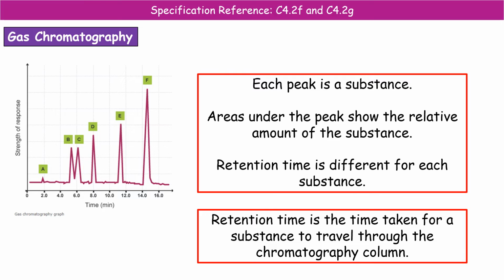Key things here then. As we said, each peak is a different substance. And if you want to work out exactly how much of the substance there is, it's the area under the peak. Now, the reason we get all those individual peaks for the different substances is because they each have their own what we call retention time. That's just how long it takes for that substance to travel through the chromatography column. So those that are the smallest substances are going to travel through it the quickest. Larger substances are going to take longer to get through, so they have a longer retention time.